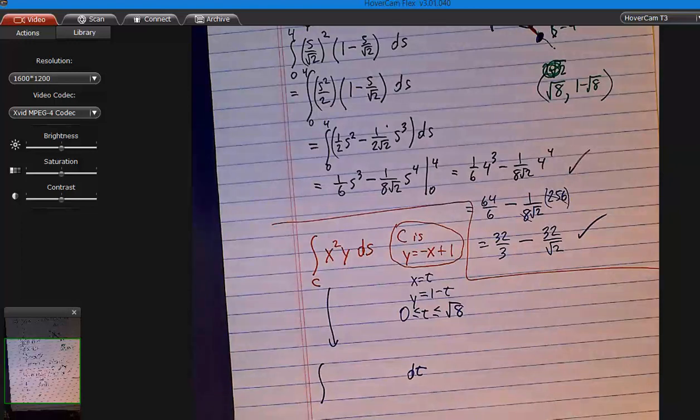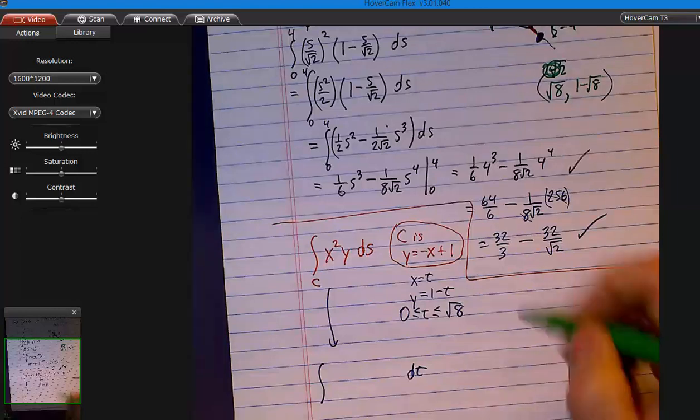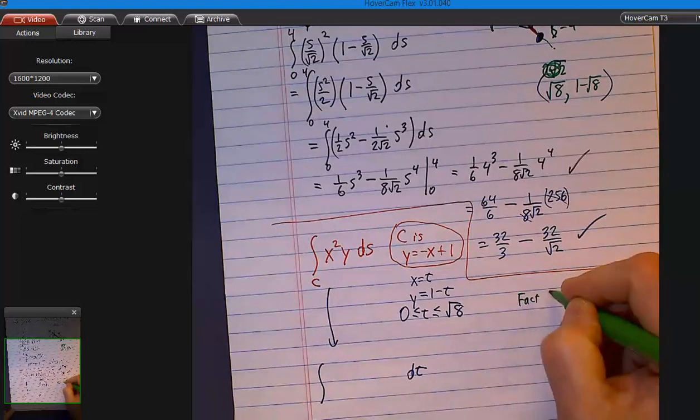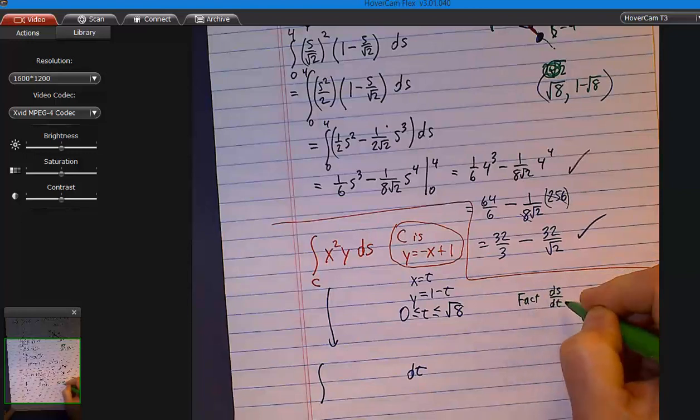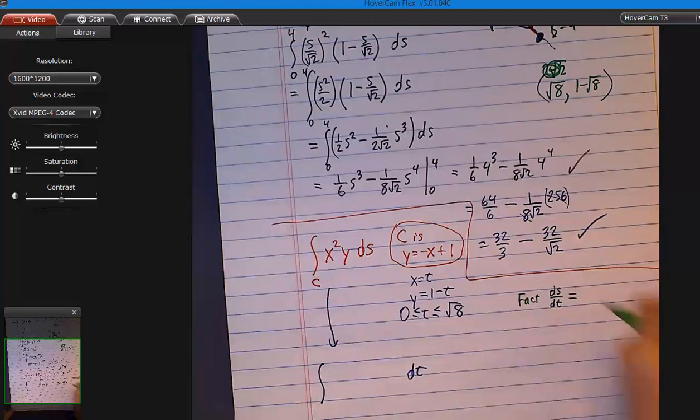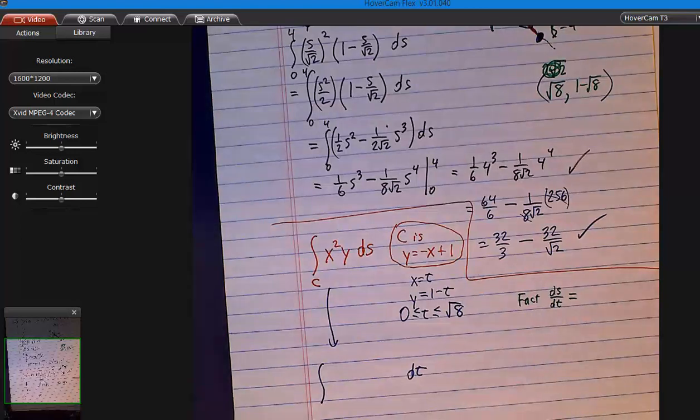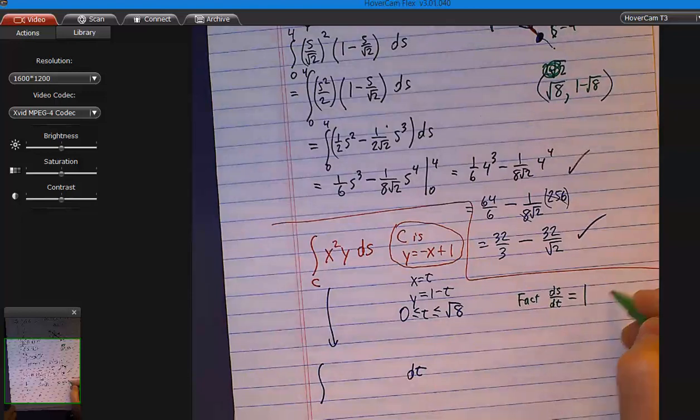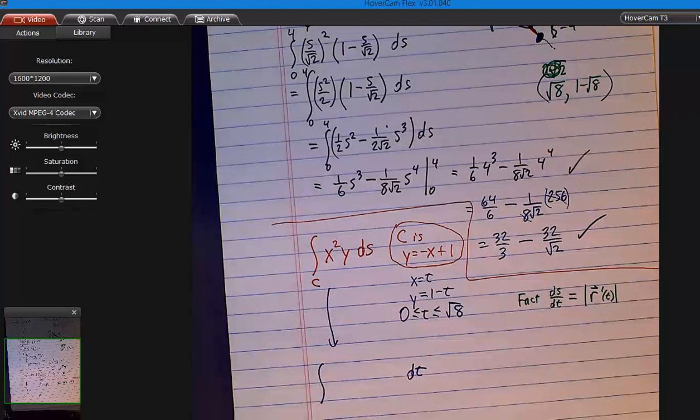And the way I do it is I have to use a fact. ds dt. Do you remember what that is? We did that back in chapter 14. The derivative of arc length with respect to time, that's speed. It's the length of the velocity vector r prime of t. Are you with me on this?